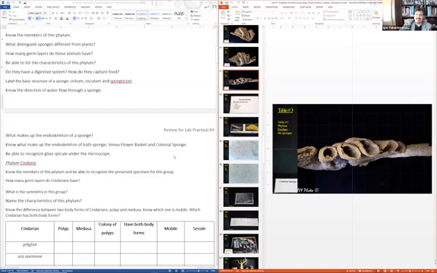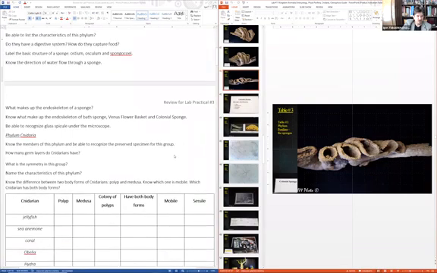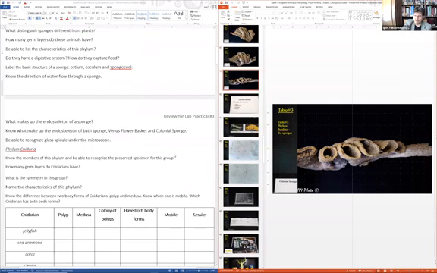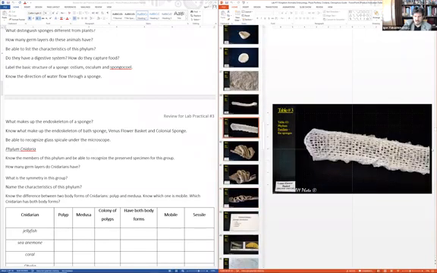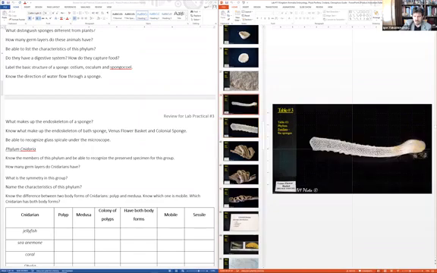What makes up the endoskeleton of the sponge? Spicules. Know what makes up the endoskeleton of the bath sponge, Venus flower basket, or colonial sponge. So, bath sponge: some silicon dioxide and calcium carbonate spicules, and of course the protein spongin. And then we are talking about the Venus flower basket. Let's see this guy or girl. They're asexual, technically. So this one will be made predominantly out of silicon dioxide.